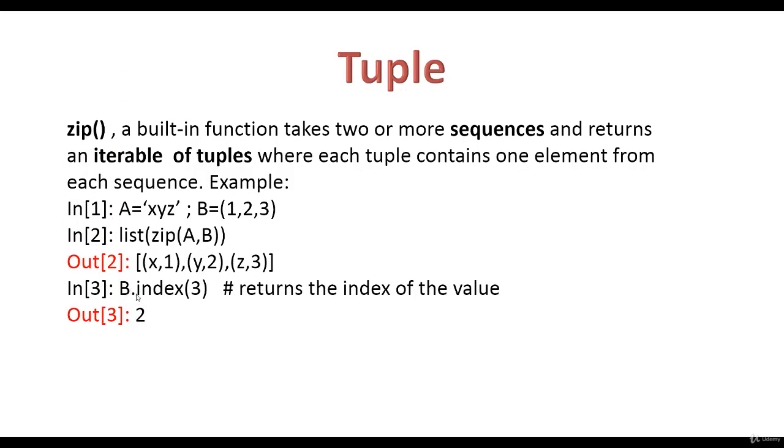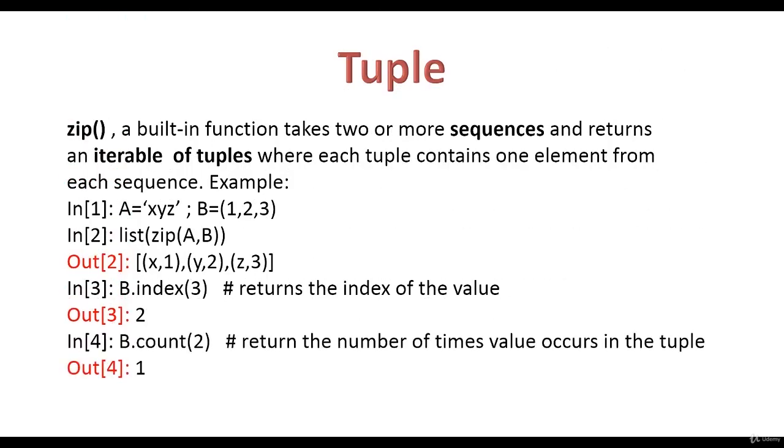Tuple object dot index of value returns the index of the value. Here the index of the value is 0, 1, 2. So it is showing the index of the value. Tuple object dot count of value returns the number of times that particular value occurs in the tuple. Here 2 is repeated only one time, so the output is 1.